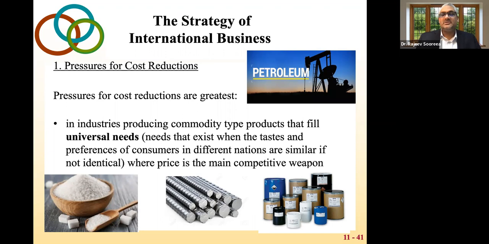So products like petroleum, iron and steel all tend to be commodity type products. They are universal need products. That is, the tastes and preferences of consumers are pretty much the same. They may not be identical, and sometimes they are, but overall they are so similar that people don't really worry about where to get them from. They will buy the cheapest one because the quality is pretty much the same.